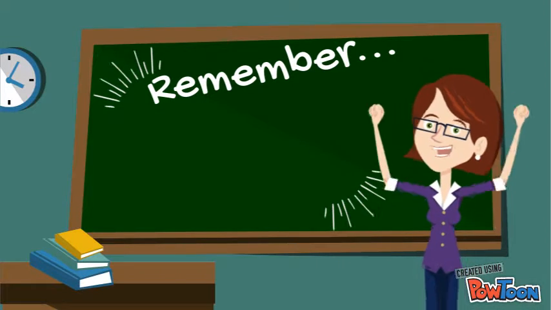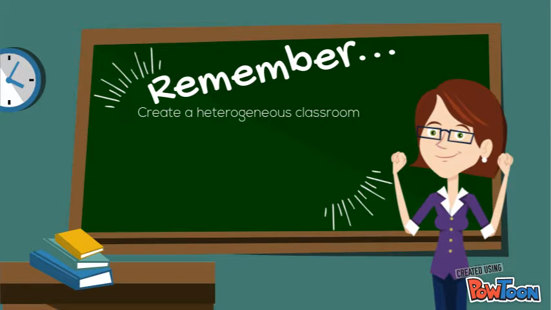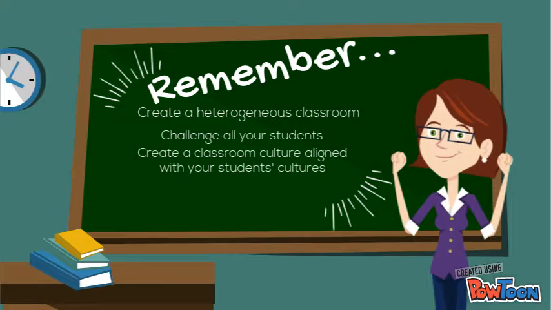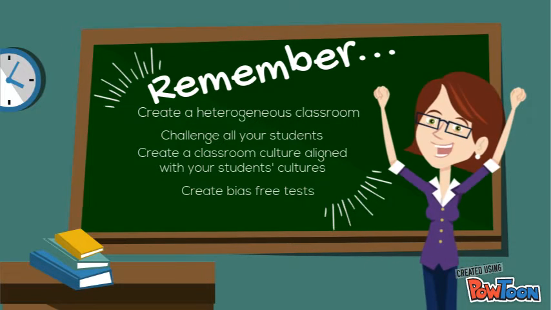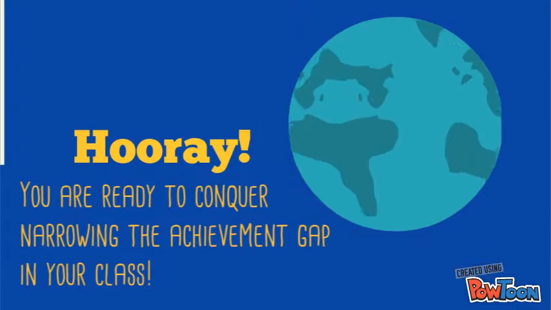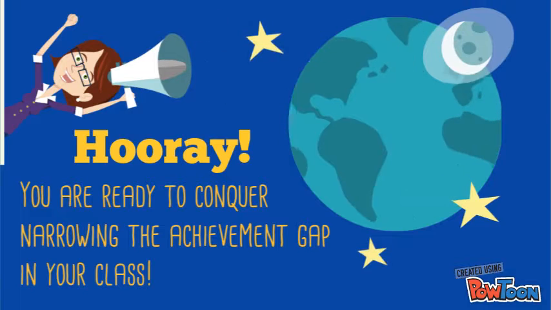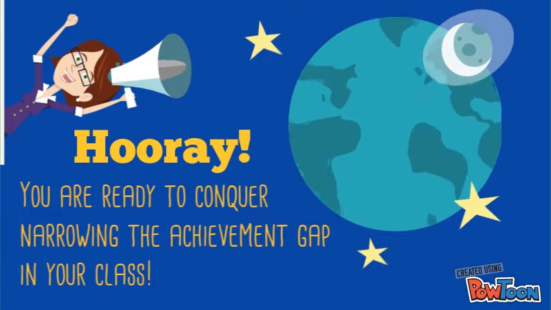Remember, create a heterogeneous classroom. Challenge all your students. Create a classroom culture aligned with your students' culture, and create bias-free tests. Hooray! You are ready to conquer narrowing the achievement gap in your class.